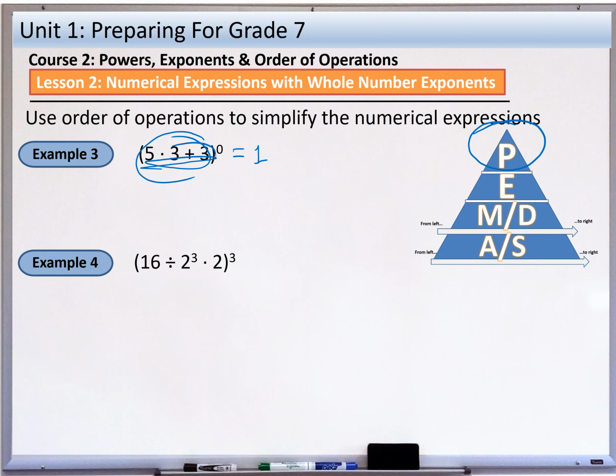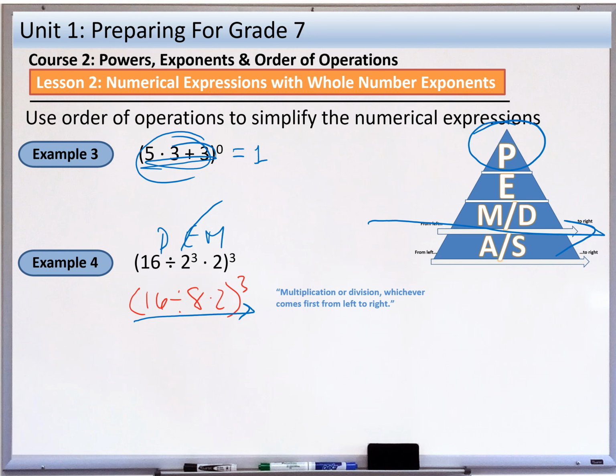So inside our parentheses, we have division, exponents, and multiplication. So we'll do our exponents first. Yes, 2 to the power of 3 is 8. Now that I've done my exponents, I'm going to do my division. Why? Because whichever one I see first from left to right, I see division first when I read from left to right. So I'll do my division before multiplication. 16 divided by 8 is 2. So I have 2 times 2, and 2 times 2 is 4. 4 to the power of 3 is 64.